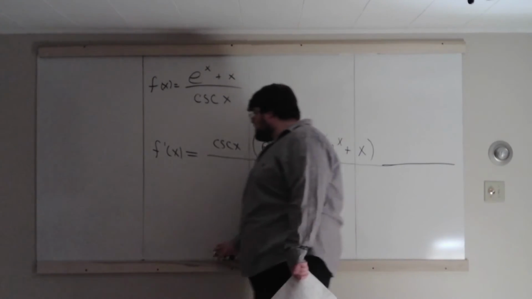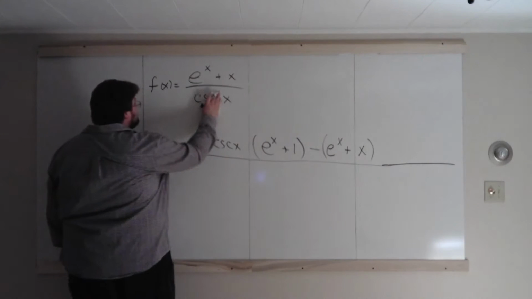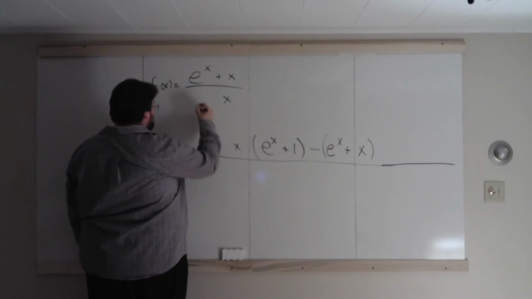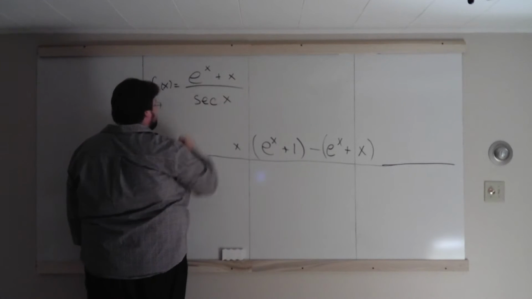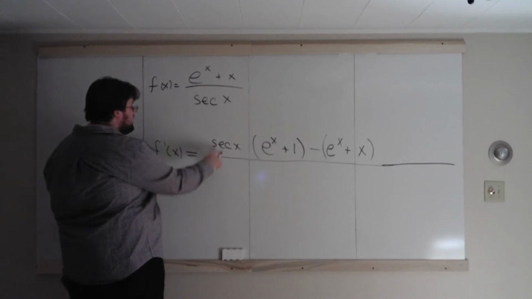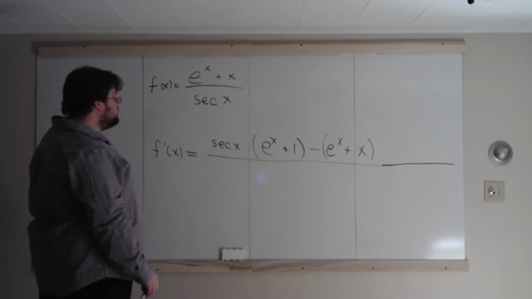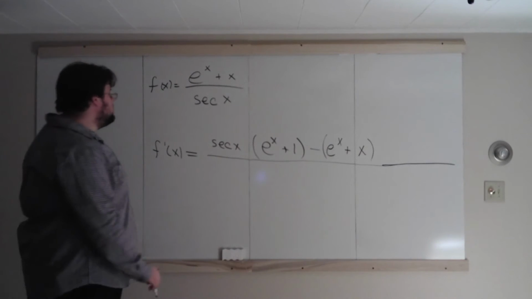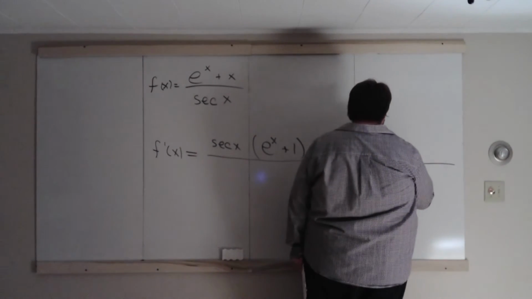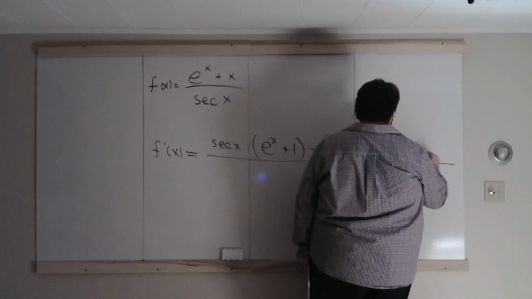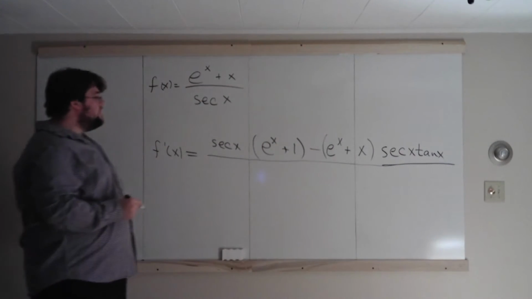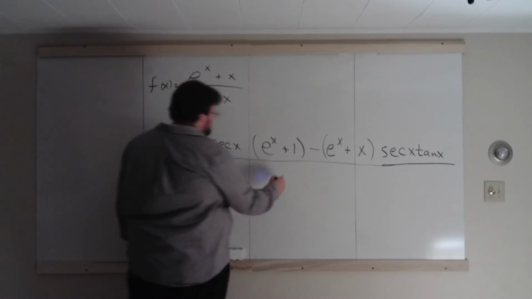I apologize, I'm changing this example slightly. I'm going to change that cosecant to a secant. So how does that change our answer so far? Well, it changes that to a secant. I'll explain why in a moment. So we have bottom, derivative top, minus top, derivative of the bottom, derivative of secant: secant x, tangent x, all over bottom squared.